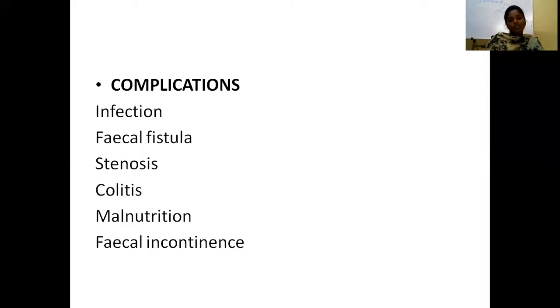What are the complications of these surgeries? Infections, fecal fistula, stenosis, colitis, malnutrition, fecal incontinence. Okay, this ends the anorectal malformations.